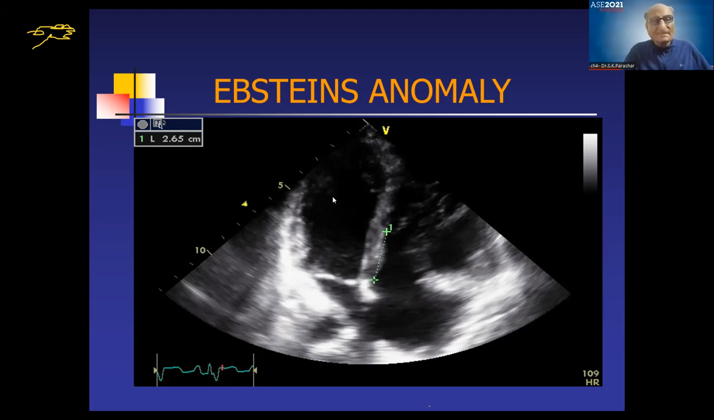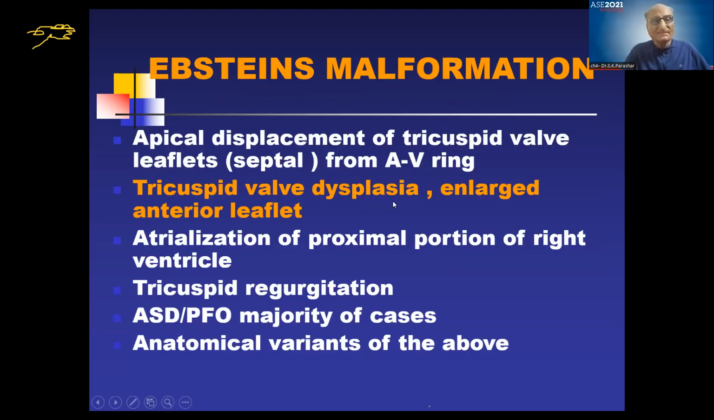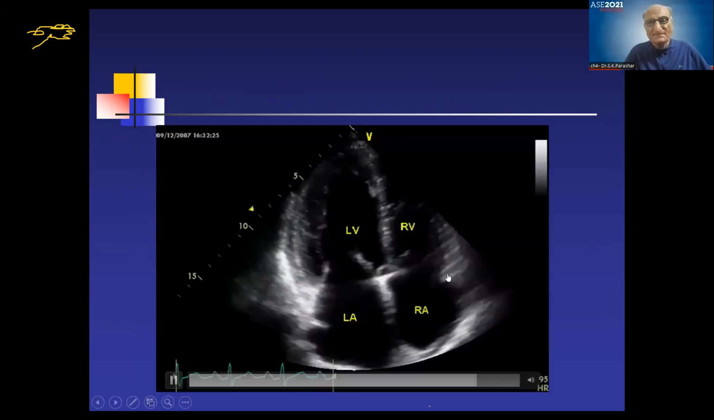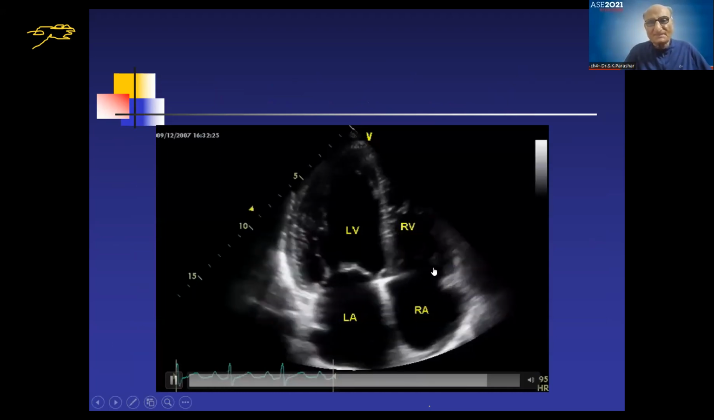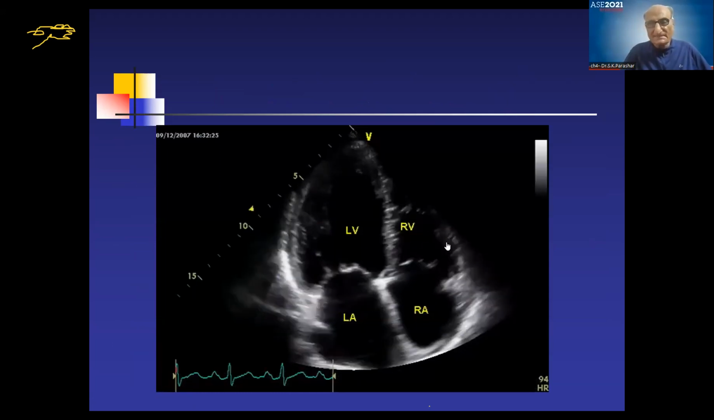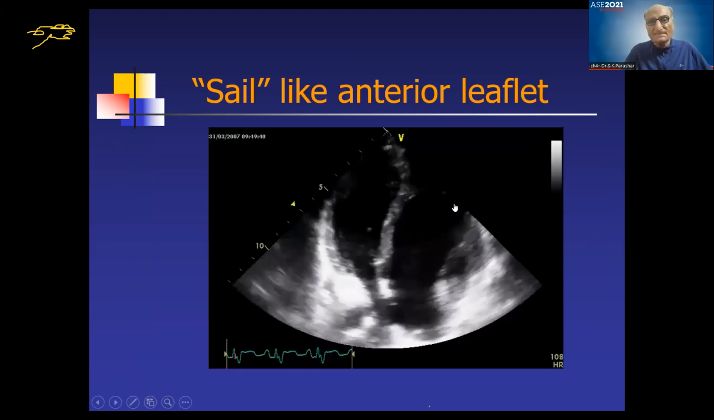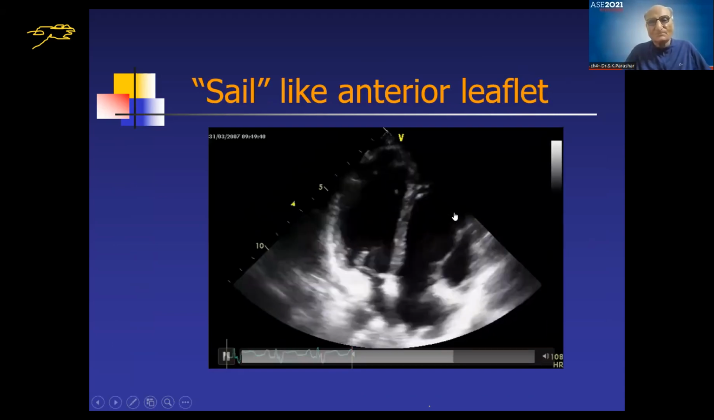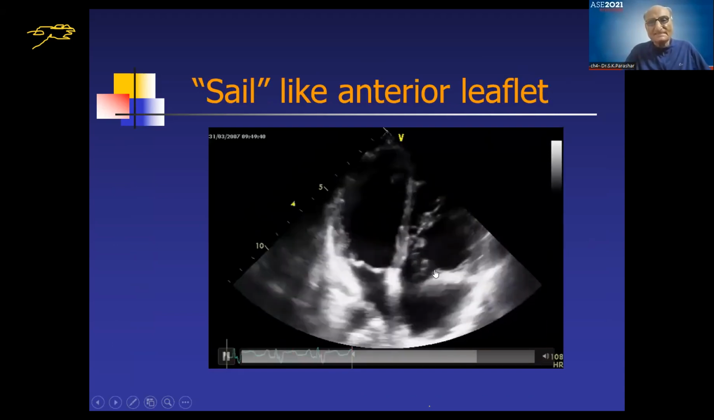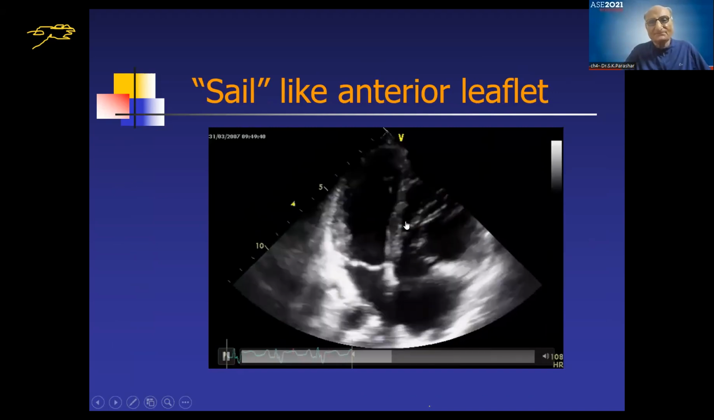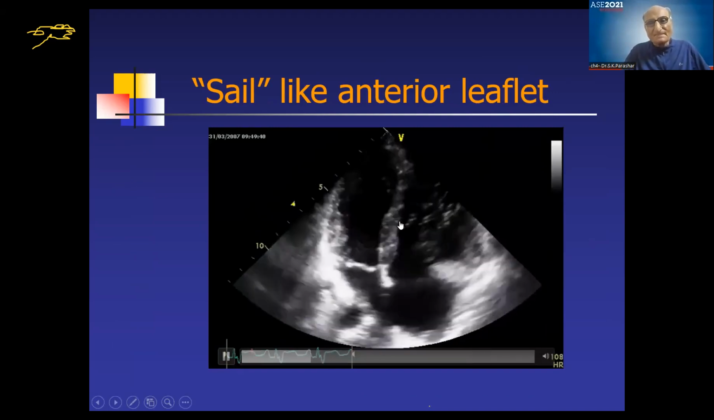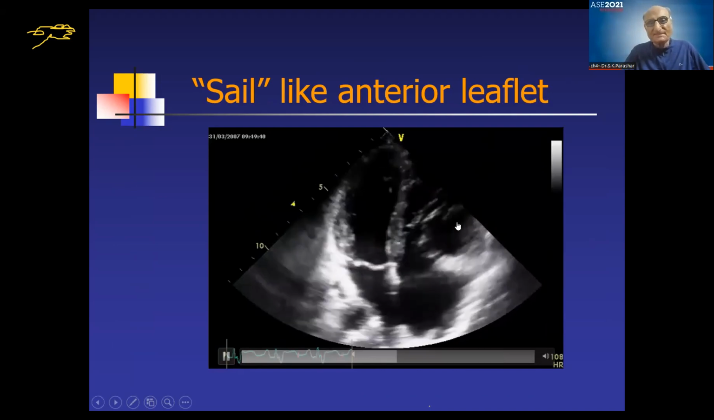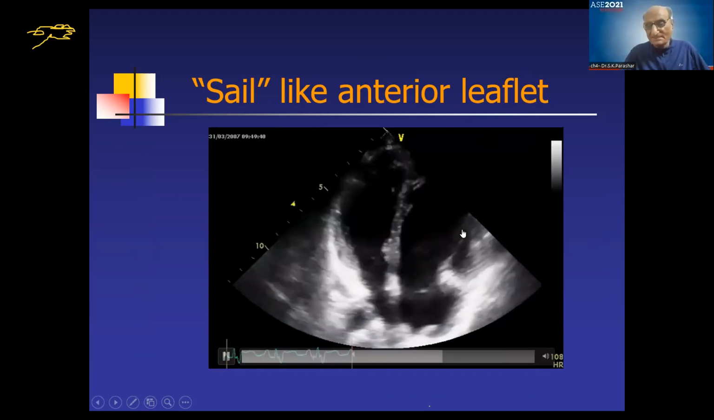Now next is tricuspid dysplasia, that is enlarged anterior leaflet. Now you again come to the normal one. If you see the normal, this is the anterior leaflet, this is the septal leaflet. This is a small anterior leaflet coming like this. And now you see here, there is a large anterior leaflet with a sail-like motion. So this is again a sail-like motion of the anterior leaflet, and this is septal displacement of the tricuspid leaflet.